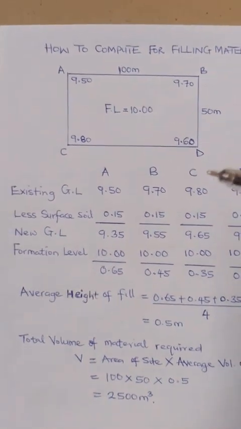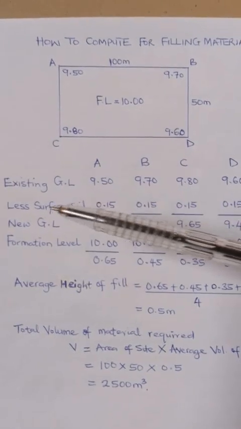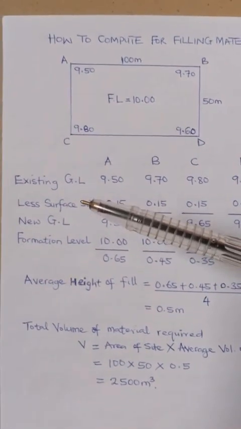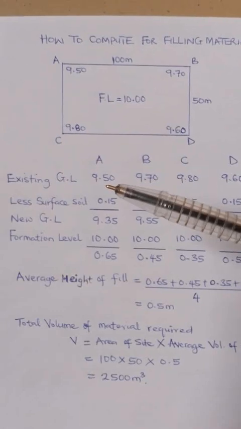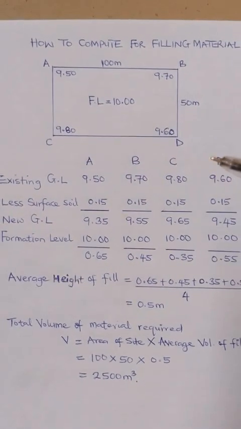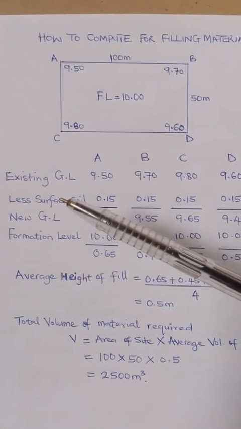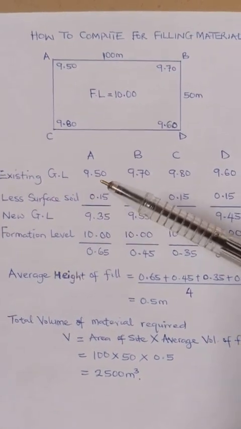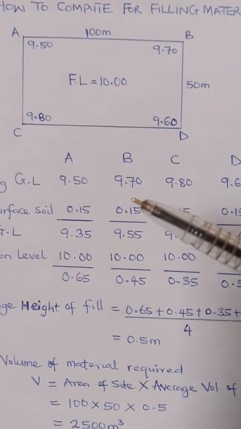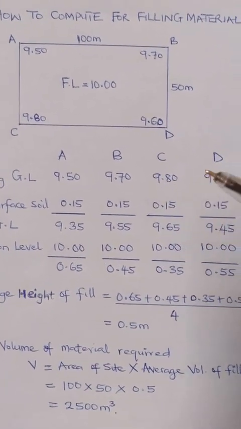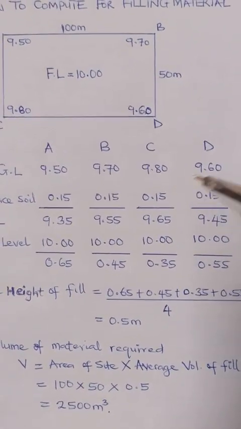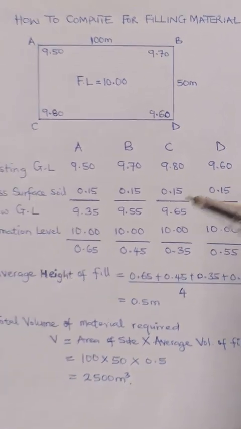Okay, so now we have existing ground level, that is GL, existing ground level. We have A, B, C, D, that is the point. Now for existing ground level A, we have 9.50. For B, we have 9.70. For C, we have 9.80. For D, we have 9.60.